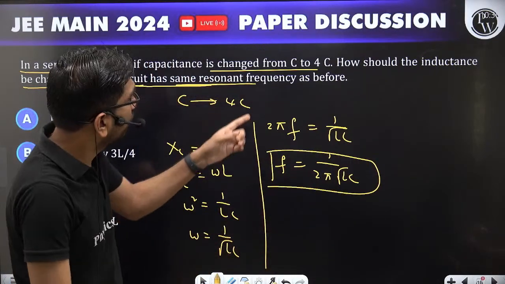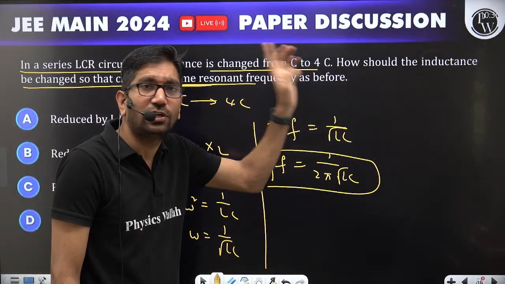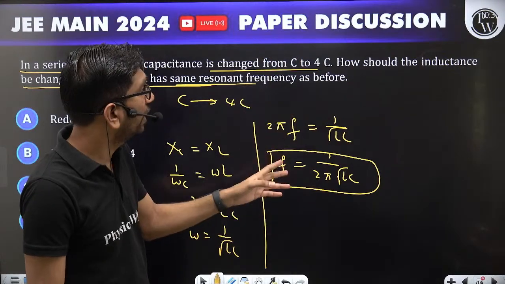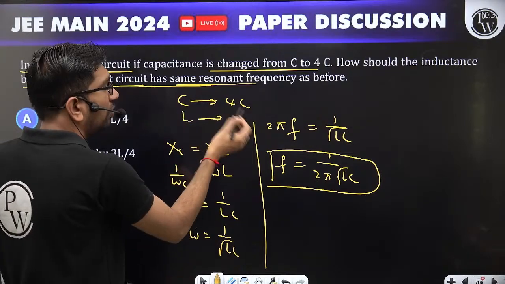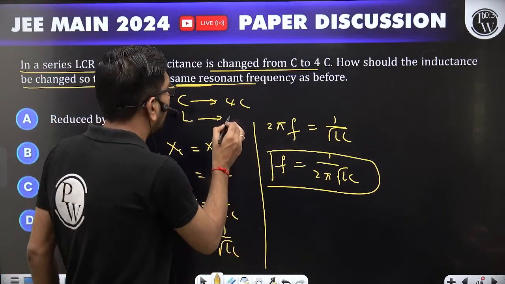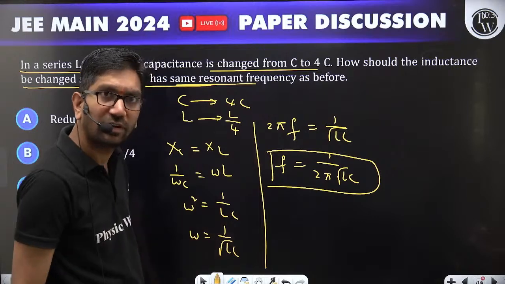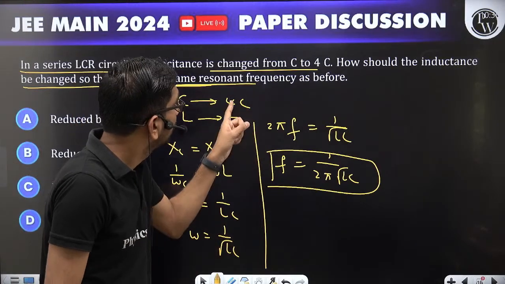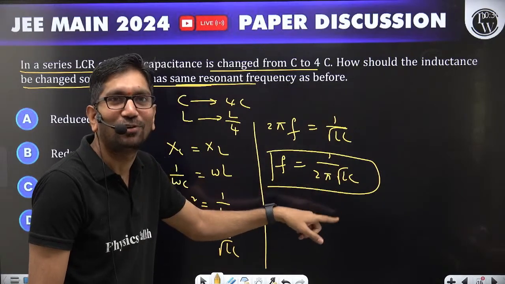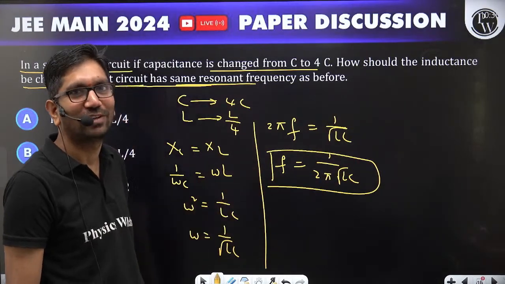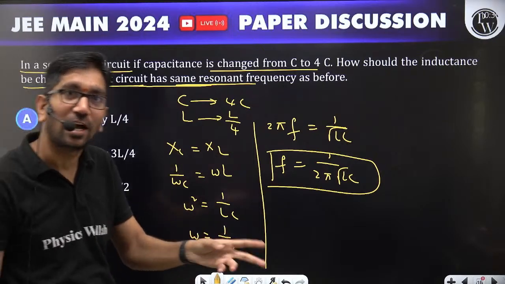If capacitance is changed from C to 4C, then the inductance should change to what? L to L by 4 in order to get the same resonance frequency. Yes. Substitute the C value as 4C, L should be L by 4. The 4 gets cancelled. Again, we get the resonance frequency, right? Yes or no? Yes, correct.